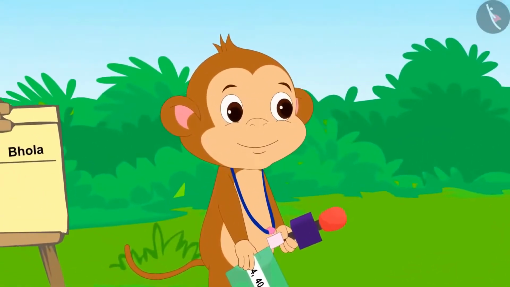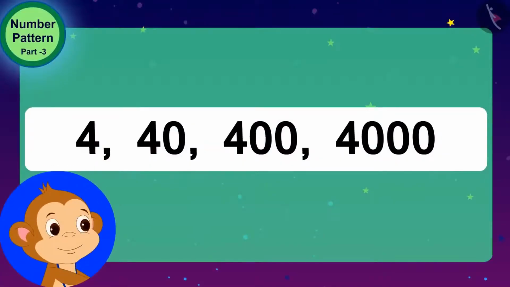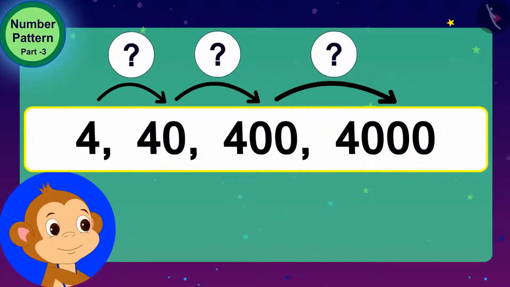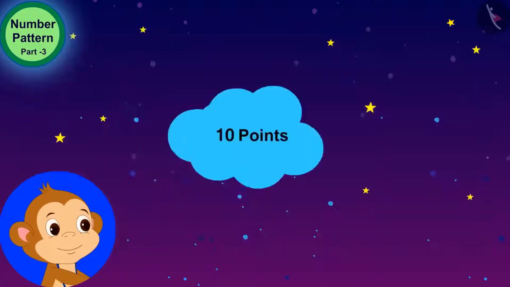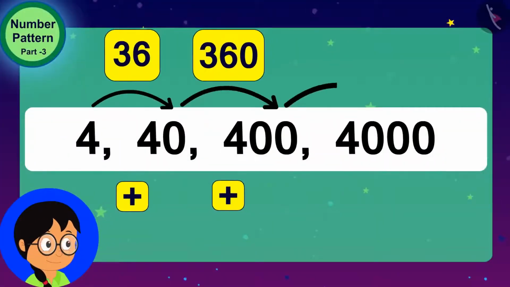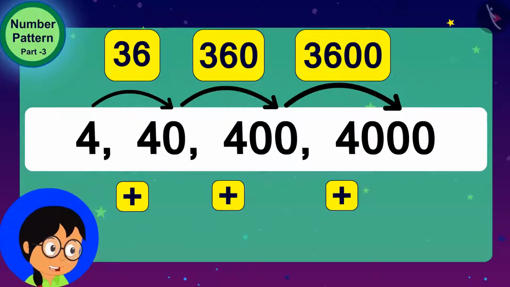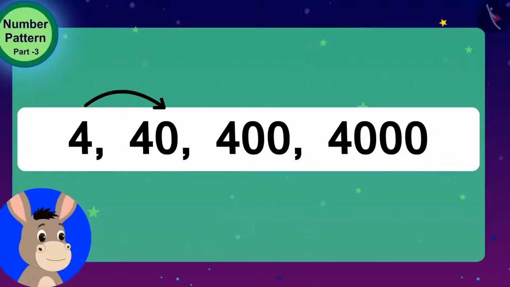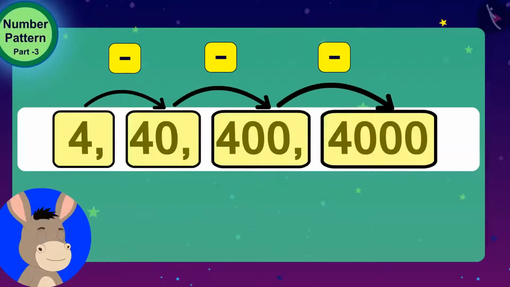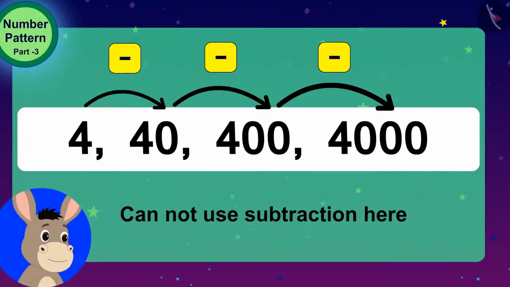Now Babban showed the contestants the second number pattern. Babban said, "You have to find the rule of this number pattern. Whoever finds it first will get 10 points." Meenu tried to use the addition process. In this pattern, no rules can be made using the process of addition because different numbers are being added each time. Bhola tried to use the subtraction process. Here the numbers are in increasing order, so I can't use subtraction here.